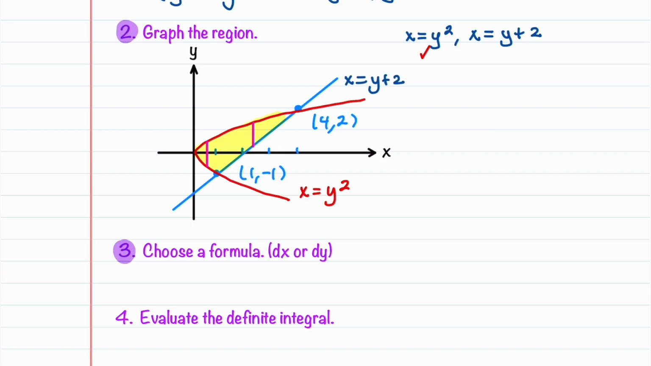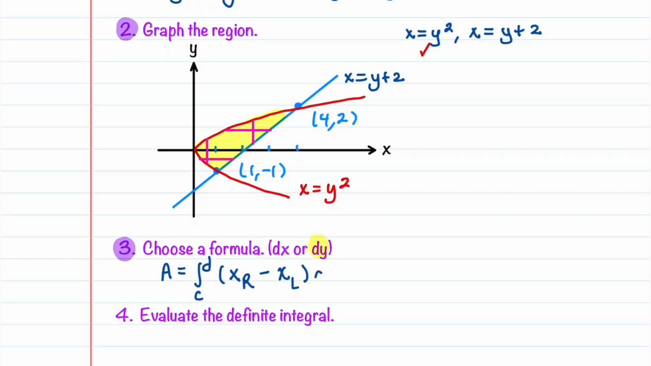Let's now see if we have one curve on the right and one curve on the left. If we draw some horizontal lines, you can see that we have one curve on the right and one curve on the left. So we want to integrate with respect to y. Let's write down our area formula. Our area is going to be the integral from c to d of our curve on the right, x_r, minus our curve on the left, x_l, times dy. Our curve on the right is our line, and our curve on the left is our parabola.